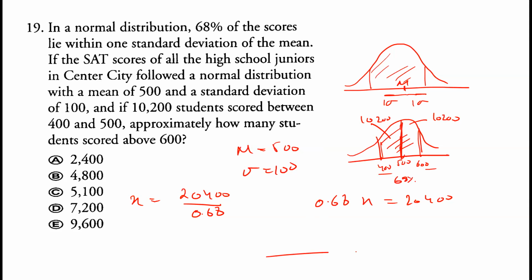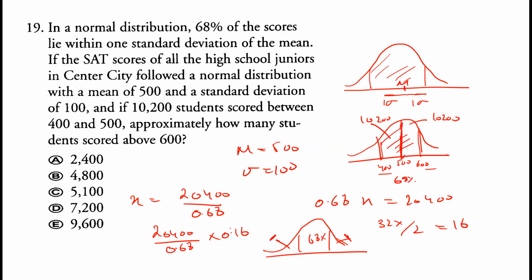So how many students scored above 600? So if we have 68% over here, then 32% is divided into these two parts. So 32% can be divided into these two equally. So 32 divided by 2 equals to 16. So 20,400 divided by 0.68 is the total number of students. So 20,400 divided by 0.68 multiplied by 0.16. So how much would that be? So this would be 4,800.